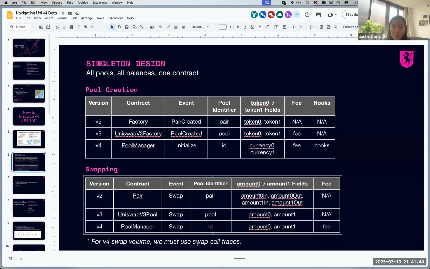So for volume tracking purposes, you can no longer just watch the swap events, if your goal is to track either the entire holistic V4 volume or the volume for these special hooked pools. But if you just care about vanilla pools, that is okay. And if you're wondering, what is a vanilla pool? What are hooked pools? What are special hooked pools? We'll get into that in the terminology and metrics section a bit more.